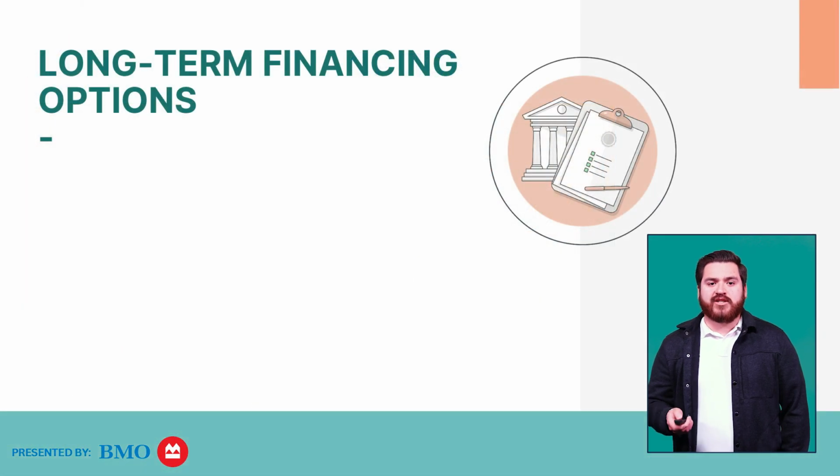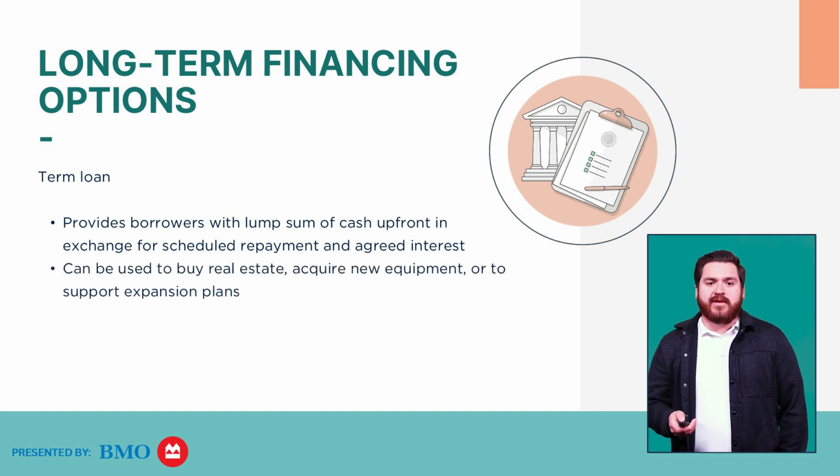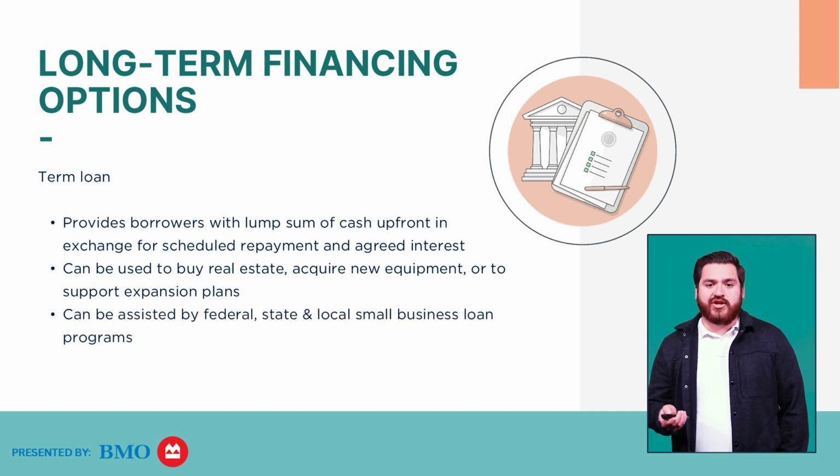When talking about long-term financing options, again, that is considered a term loan. In a term loan, borrowers receive a lump sum of cash in exchange for a scheduled repayment plan and agreed upon interest rate. These loans can be used for real estate, new equipment, or to support your business start or expansion. There are a variety of different term loan options available, and federal, state, and local assistance programs to assist small businesses with obtaining these loans.